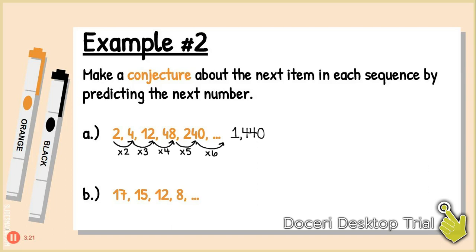If we look at B, we have 17, 15, 12, and 8. To get from 17 to 15, I subtracted 2. To get from 15 to 12, I subtracted 3. To get from 12 to 8, I subtracted 4. And then to get from 8 to my next number, I believe I would subtract 5. So my conjecture would be 8 minus 5, which is 3. So my conjecture would be 3.